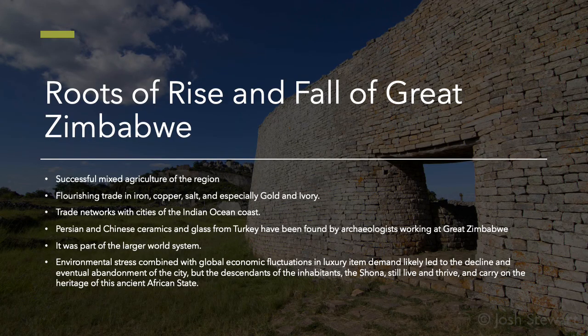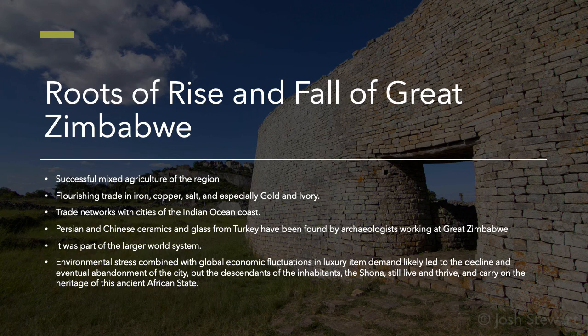So what are some of the roots of the rise and fall of Great Zimbabwe? Well, undoubtedly the successful mixed agriculture in the region had something to do with it. It's incredibly fertile ground. It gets a fair amount of rainfall, and the combination of herding and indigenous agriculture combined with some of those new varieties of cattle coming in through the Indian Ocean trade routes undoubtedly provided a subsistence basis for large, dense populations in this area.